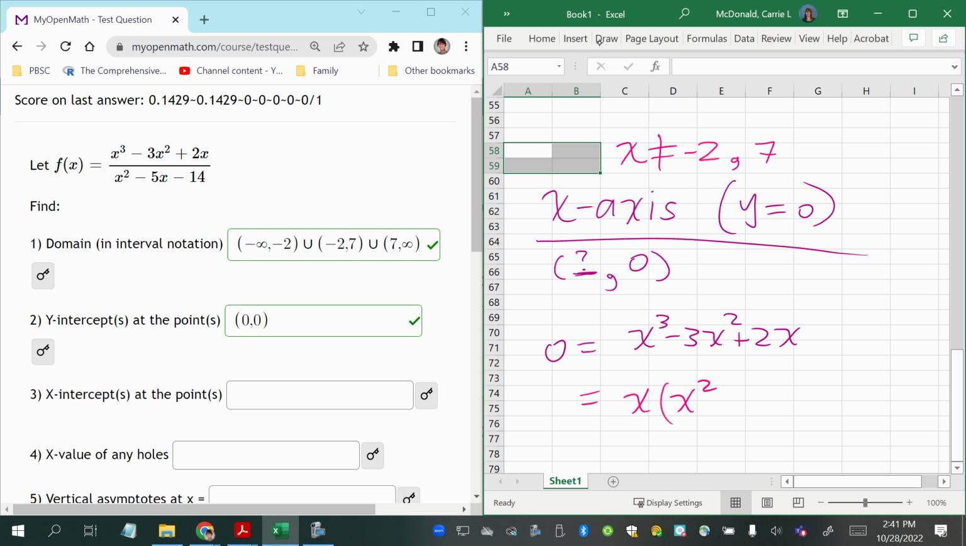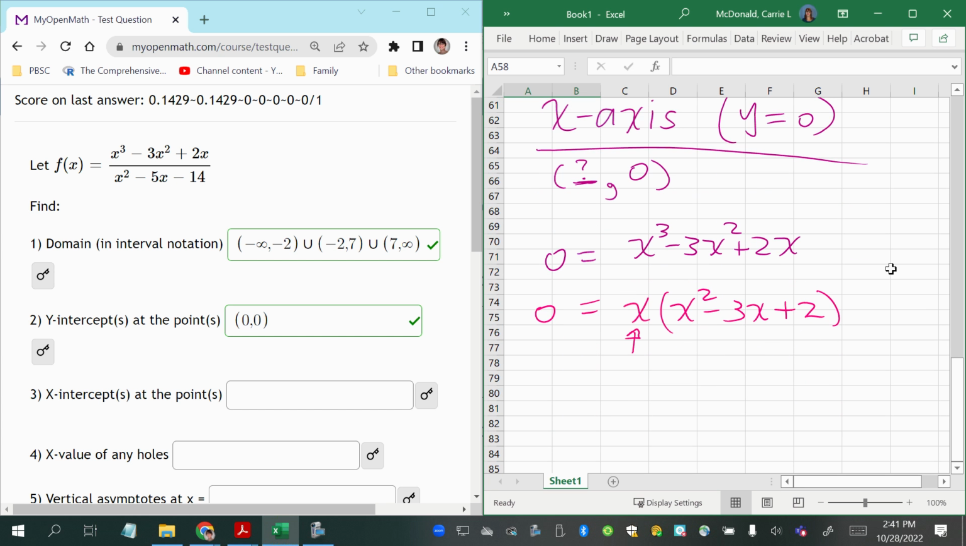And this is very helpful because now I have one linear term that I can set equal to 0, but I also can factor the quadratic factor into two linears, hopefully. If I can't factor them, then I can still use the quadratic formula. So I'm going to see if this factors.